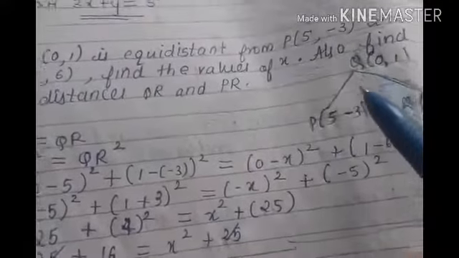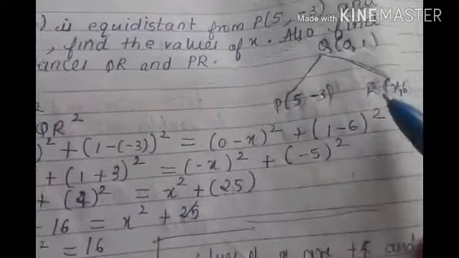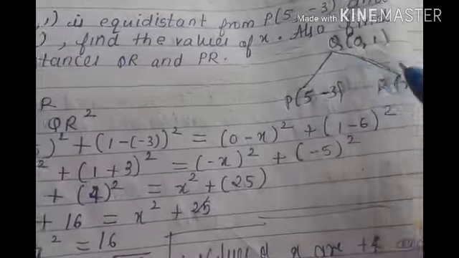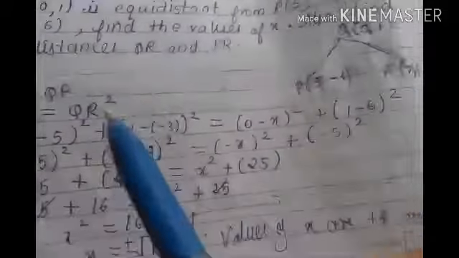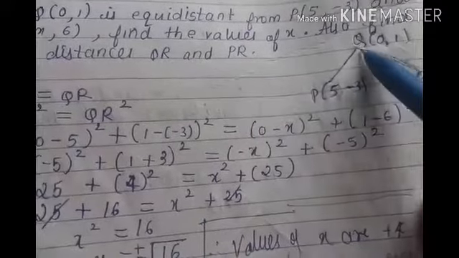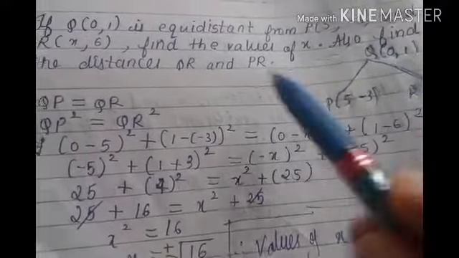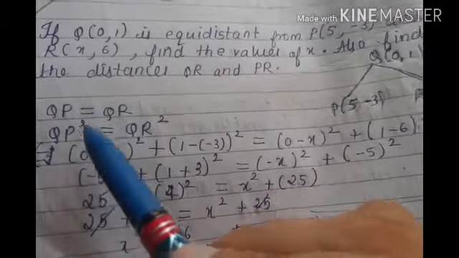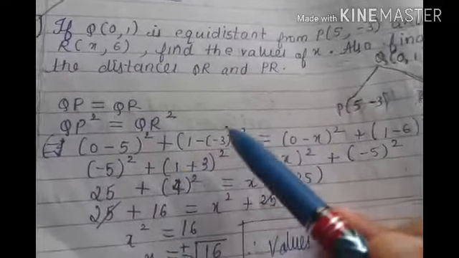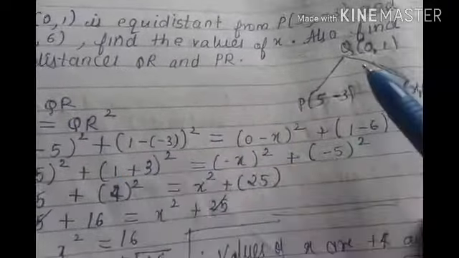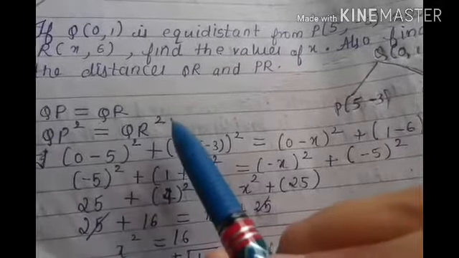So what is given to you? Q is equidistant from P and R. It means QP is equal to QR. So from here to here and here to here, distances are equal. You can first take the distance formula, or you can first square it and then directly remove the square root sign. So QP is equal to QR, so QP square is equal to QR square.